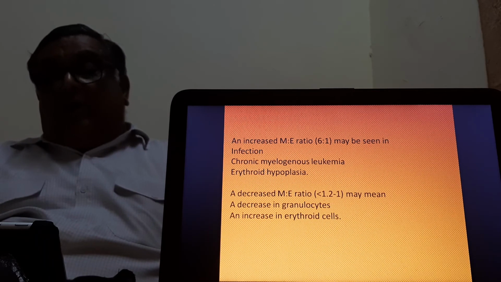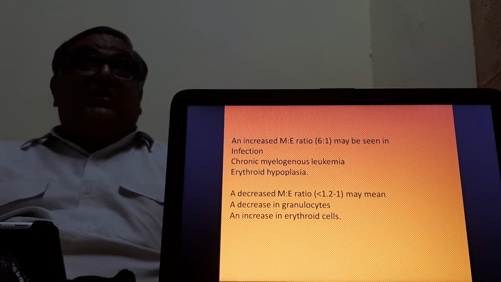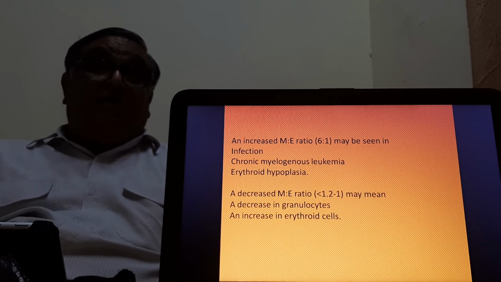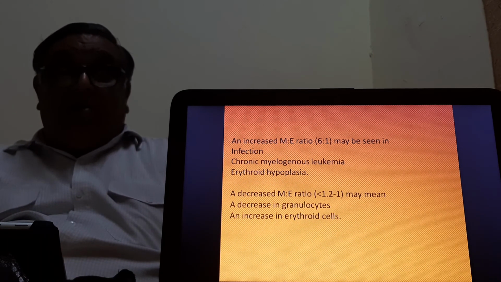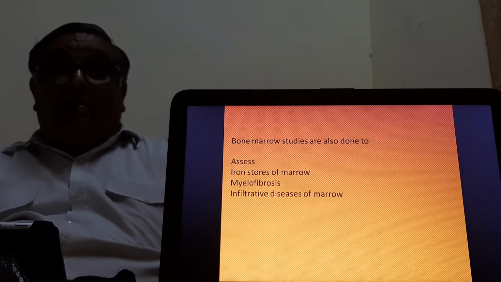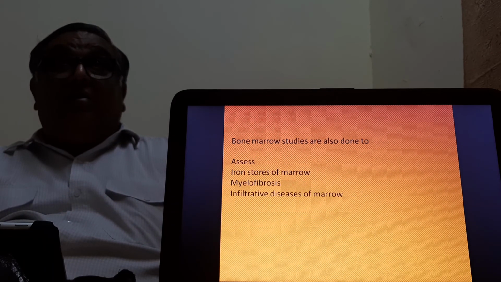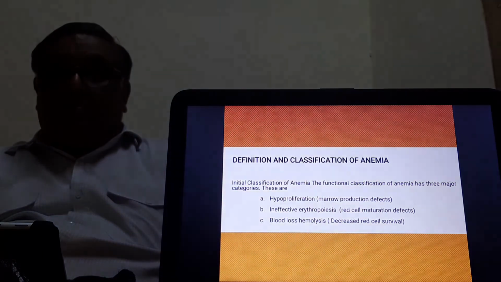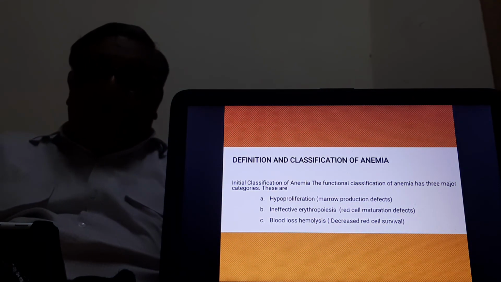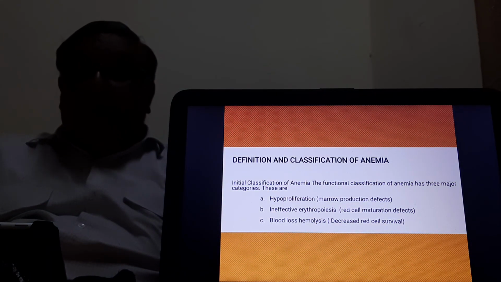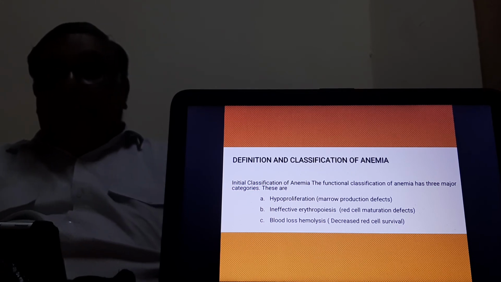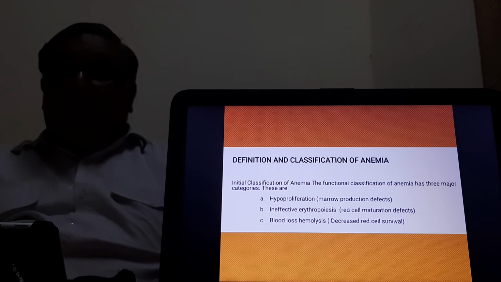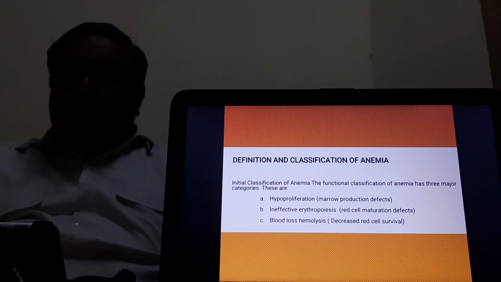Earlier, bone marrow was also required to assess the iron stores, and a special staining technique which is called Prussian blue stain was done, but now it is thought that serum ferritin is a good indicator of iron stores. Myelofibrosis can be seen very well with the bone marrow, and infiltrative diseases of marrow may be also well visualized by bone marrow examination.